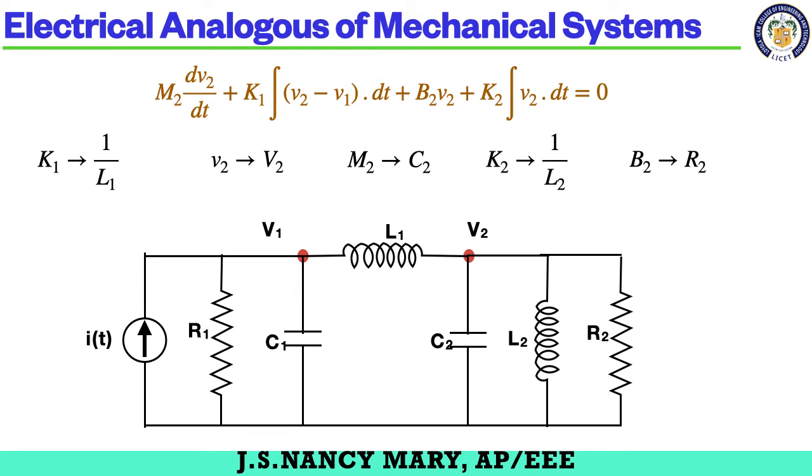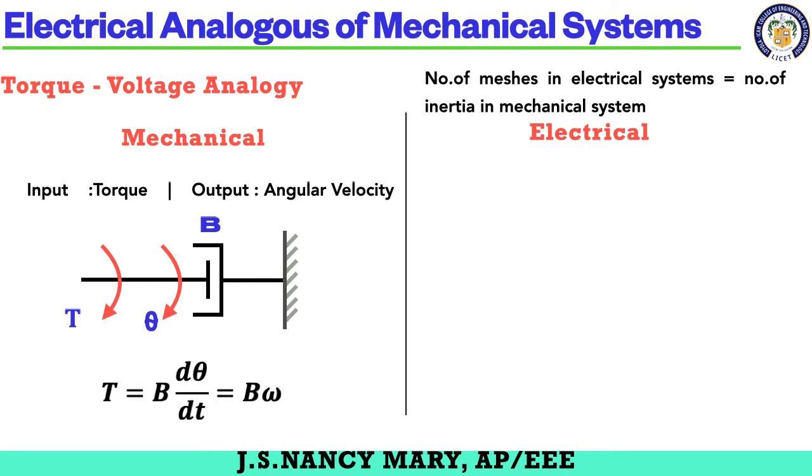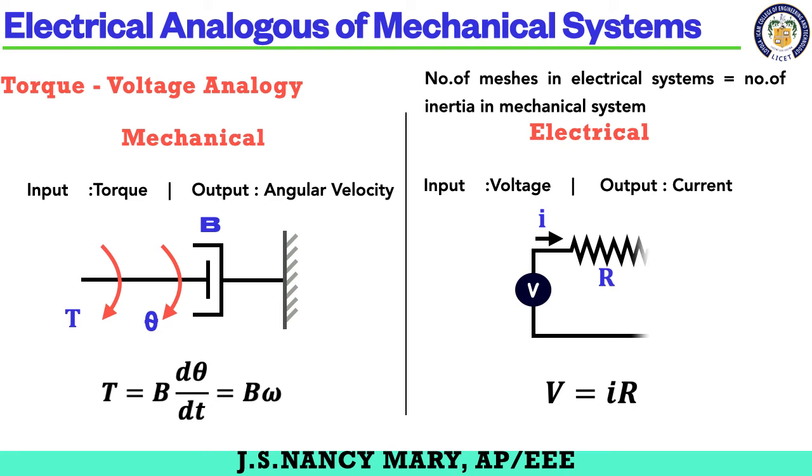Okay, now we are moving on to the torque voltage and torque current analogy. Here, instead of force, I am replacing with the torque. In the torque voltage analogy, as the name suggests, the input is voltage and the output is current. So instead of angular velocity, it is current. Instead of V is equal to IR, as you know very well, we are replacing with the resistance R.